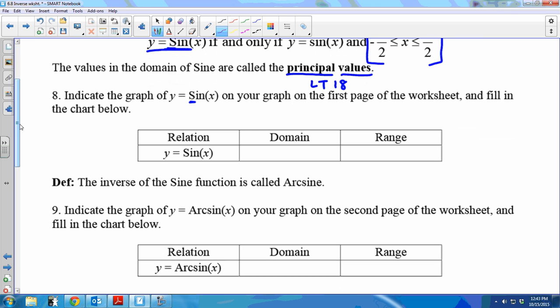So the domain then for capital S Sine is just what has been defined for you, negative pi over 2 to pi over 2. But the range is still all real numbers. Scratch that. The range is not all real numbers. The range is still negative 1 to 1. Sorry.